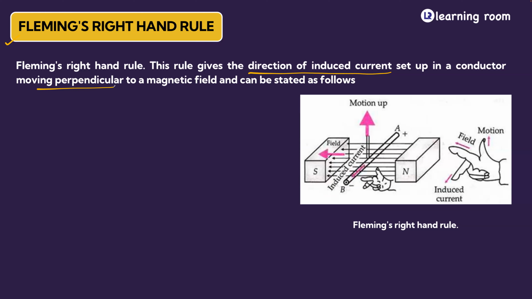So why is Fleming's right hand rule used? To find the direction of induced current in a conductor which is moving perpendicular to the magnetic field. You cannot find it in a random direction. So you need to ensure that all these three are perpendicular to each other. Field and motion should always be perpendicular because you're keeping your fingers in this way. Am I clear with that? Right? So make a note of this.